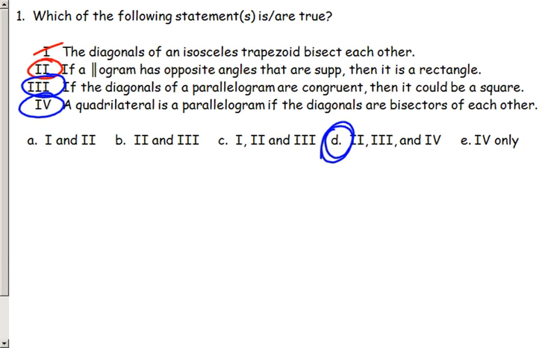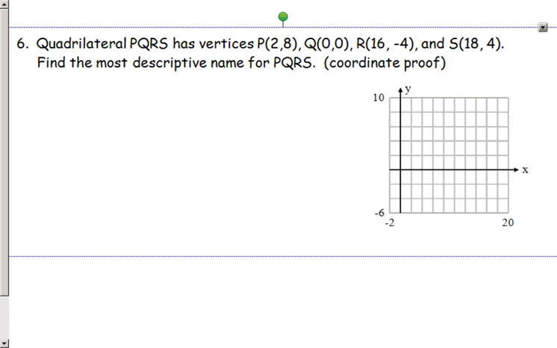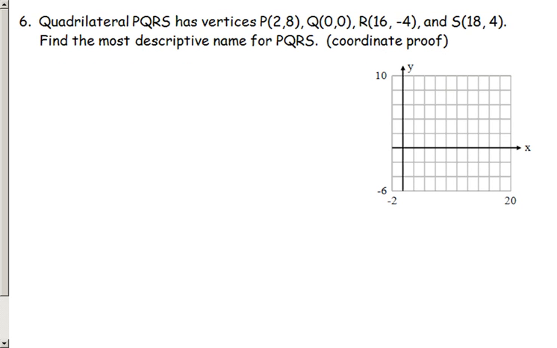The other question I wanted to look at with you guys is number 6. A quadrilateral PQR has vertices (2, 8), (0, 0), (16, -4), and (18, 4). So what I'm going to do first is just put this into the picture. If you look, the scale is by 2s, so I'm going to make sure that I recognize that when I'm putting this in there. So here's the point (2, 8). This is point P. Q is at (0, 0). R is at 16, which is 2, 4, 6, 8, 10, 12, 14, 16, and negative 4.